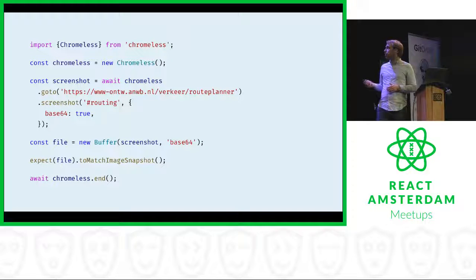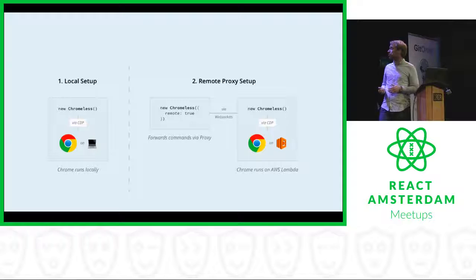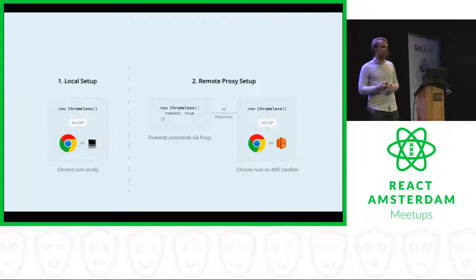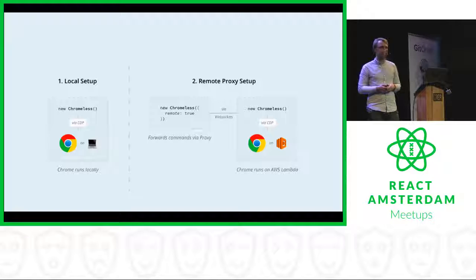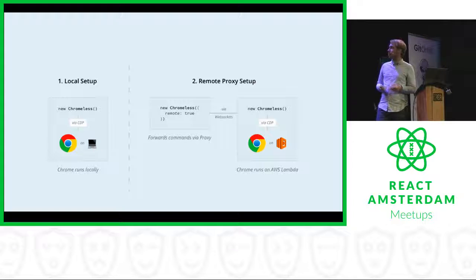What Chromeless brings is a similar syntax. It's almost the syntax that's used on all other tools. But the cool thing it does is it allows you to run the headless Chrome browser in an AWS Lambda function, which solves one of the biggest problems with these kinds of tests: Selenium tests, for example, are really slow. They take a lot of resources, and it can sometimes take 20 minutes to complete all your tests if you have a lot of them.